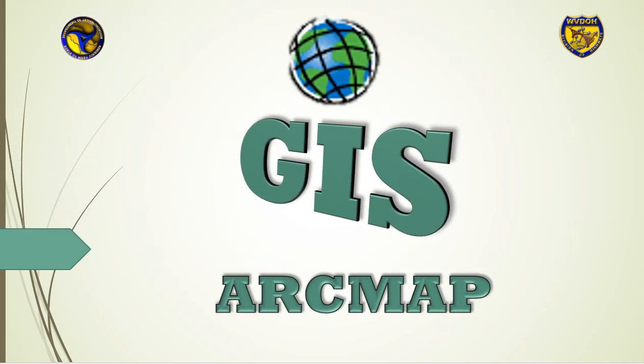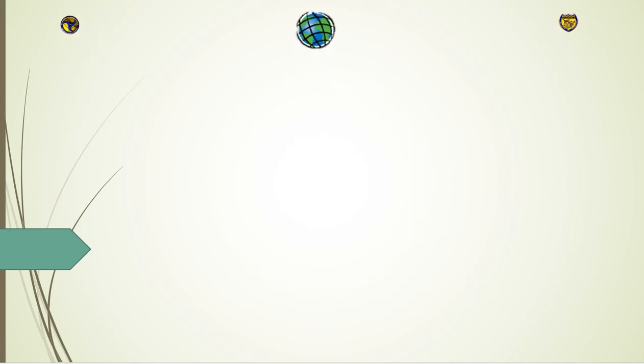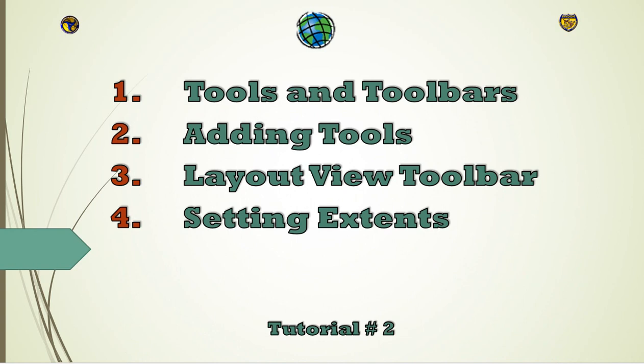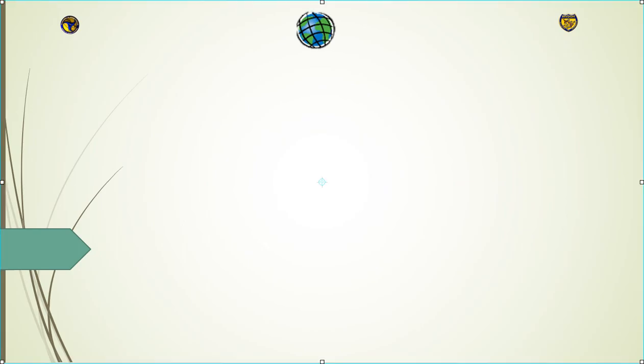Okay, in this ArcMap tutorial, this is the second one. We're going to go over tools, toolbars, and how to add the tools. The layout view toolbar, which goes along with the layout view we did in the first tutorial, and setting extents to your maps. So let's get started.